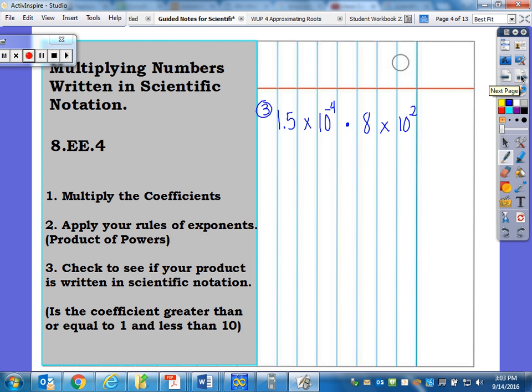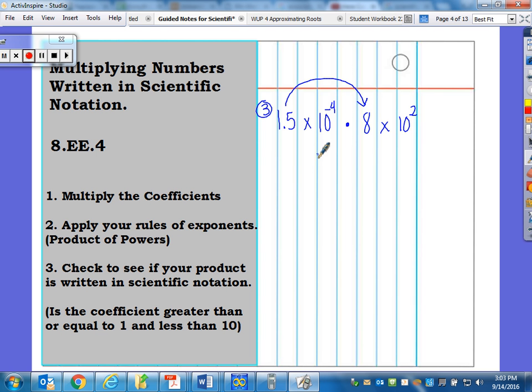Example number 3. Again, your first step is to multiply the coefficients. This time, one of the coefficients happens to be a decimal. When we multiply, we get 12 times, multiply our power times our power, 10 to the negative 2. Negative 4 plus 2 gives us negative 2.